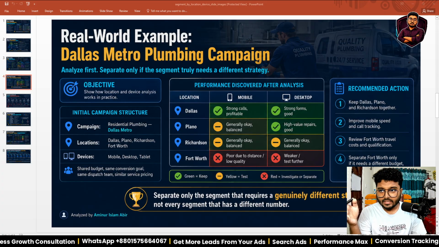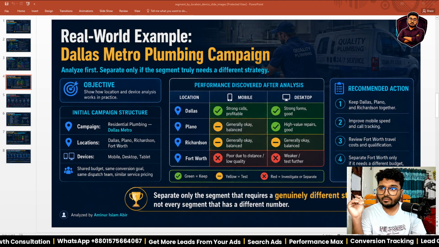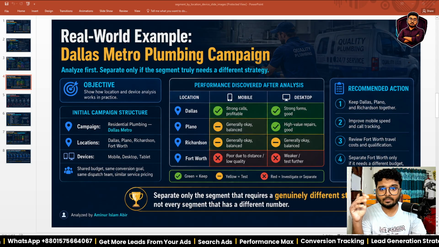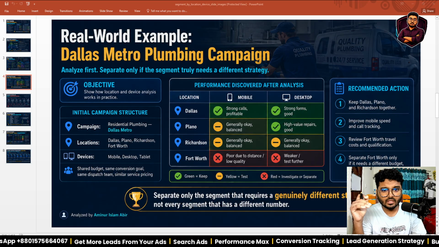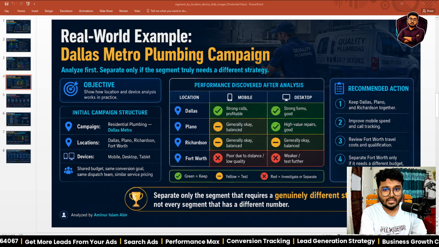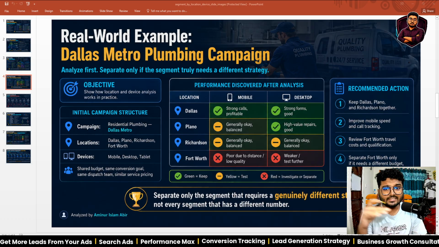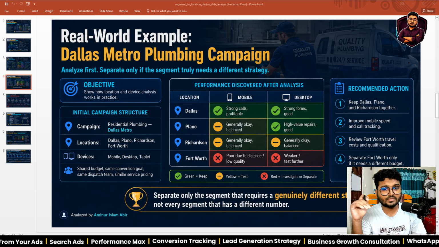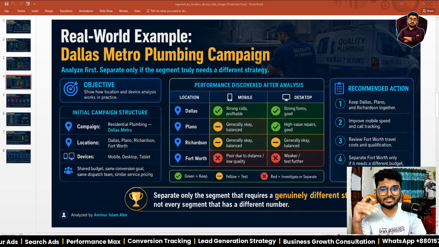Okay, so that is my another slide, which is slide 4. Here I just show a real world example about a Dallas Metro plumbing campaign. Imagine one campaign called Residential Plumbing Dallas Metro. The targeted locations are Dallas, Plano, Richardson, and Fort Worth. The campaign received traffic from mobile, desktop, and tablet users.